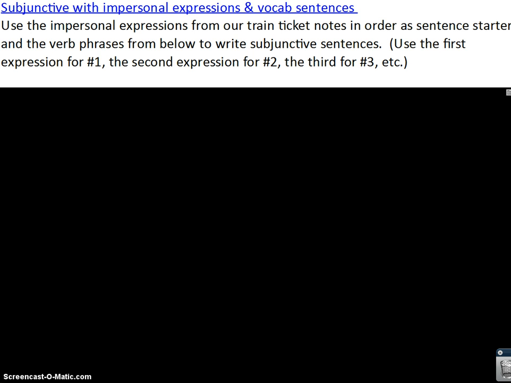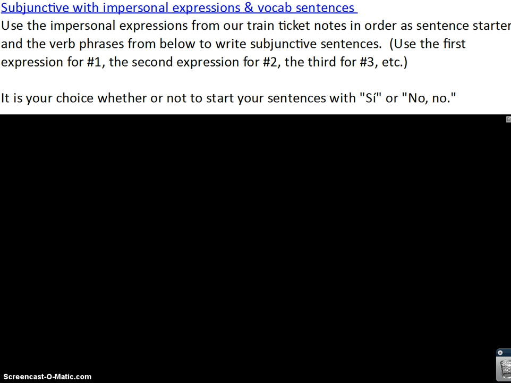So you're going to be using those examples in order going down the left side. It's your choice whether you start your sentences with sí or no, no. I'm essentially asking your opinion. Is it good that someone does this? Is it bad that someone does this? Is it better that someone does this? I don't care which one you start it with, sí or no, no, but you're essentially answering that question.